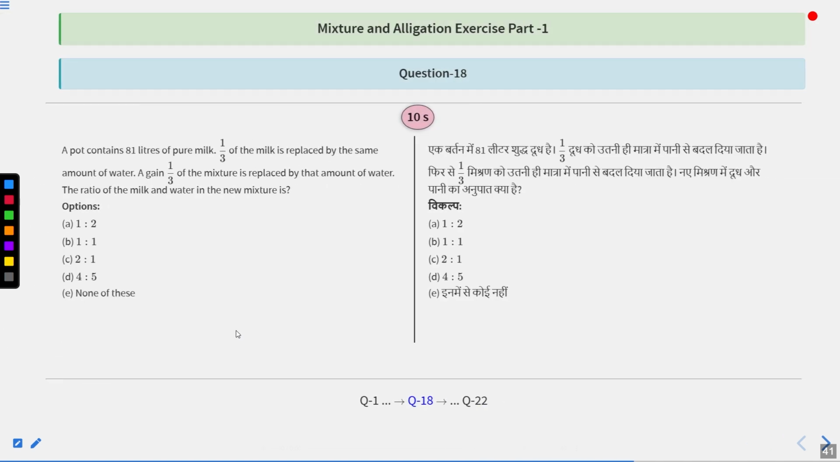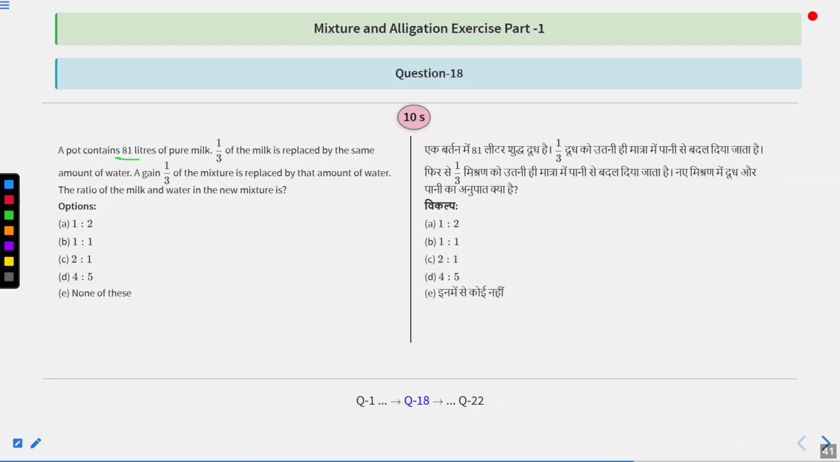Next. A pot contains 81 liters of pure milk. 1/3 of the milk is replaced by the same amount of water. Again, 1/3 of the mixture is replaced by the same amount of water. What is the ratio of milk and water in the new mixture? You have 5 options and 10 seconds to analyze the question. Your time starts now.